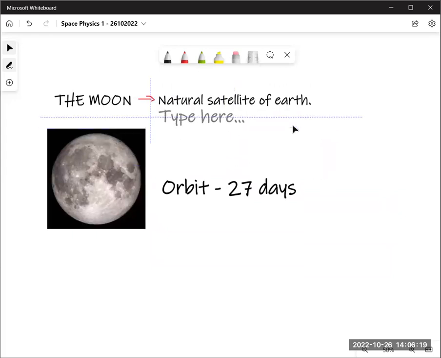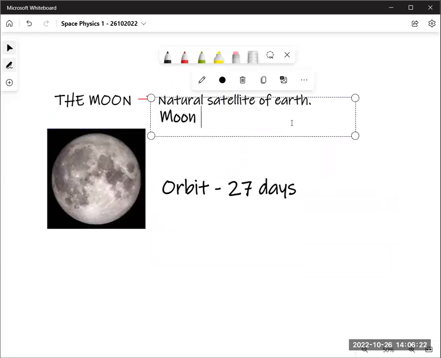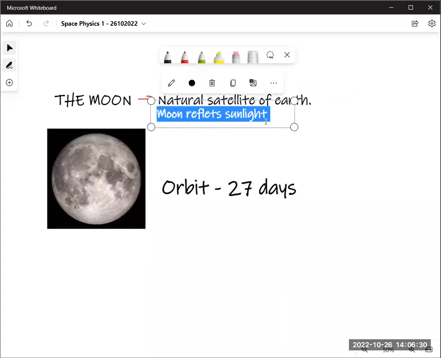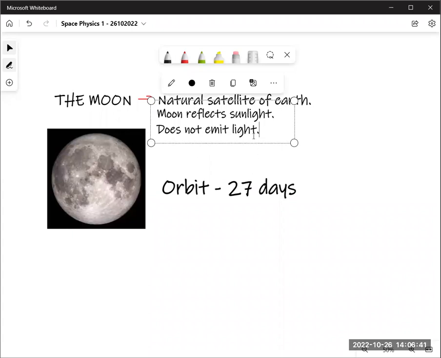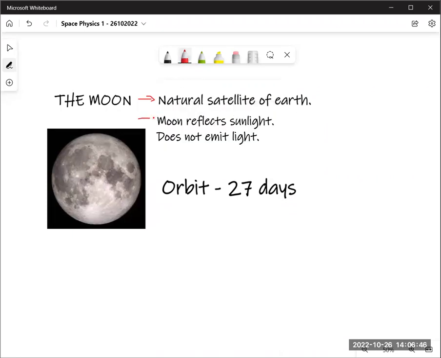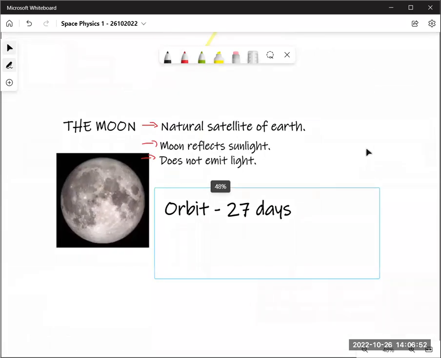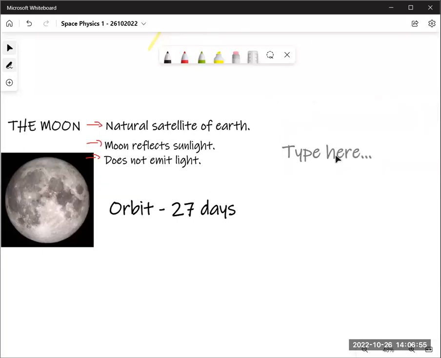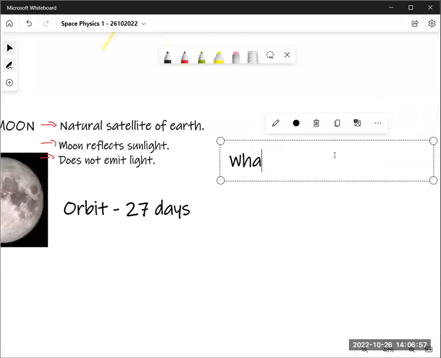So let's continue. The next thing is the moon reflects sunlight. Another thing we need to know is that the moon does not naturally emit light. It only reflects light. It doesn't create its own light. Next thing we have to look at is what causes phases.